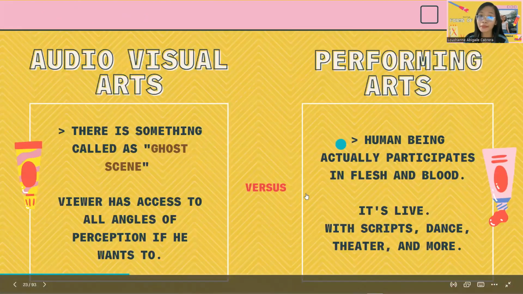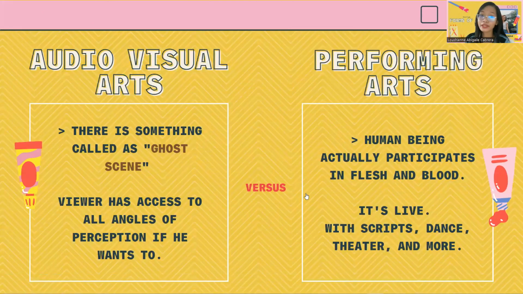For us to be able to differentiate kung ano ang audiovisual arts sa performing arts, let's talk more about it. There is something called as ghost scene in audiovisual arts, which means that the viewers has access to all angles of perception if he wants to. Iba ang communication dito dahil gumagamit ito ng mga mechanical procedures in order to guide the viewer at all times.